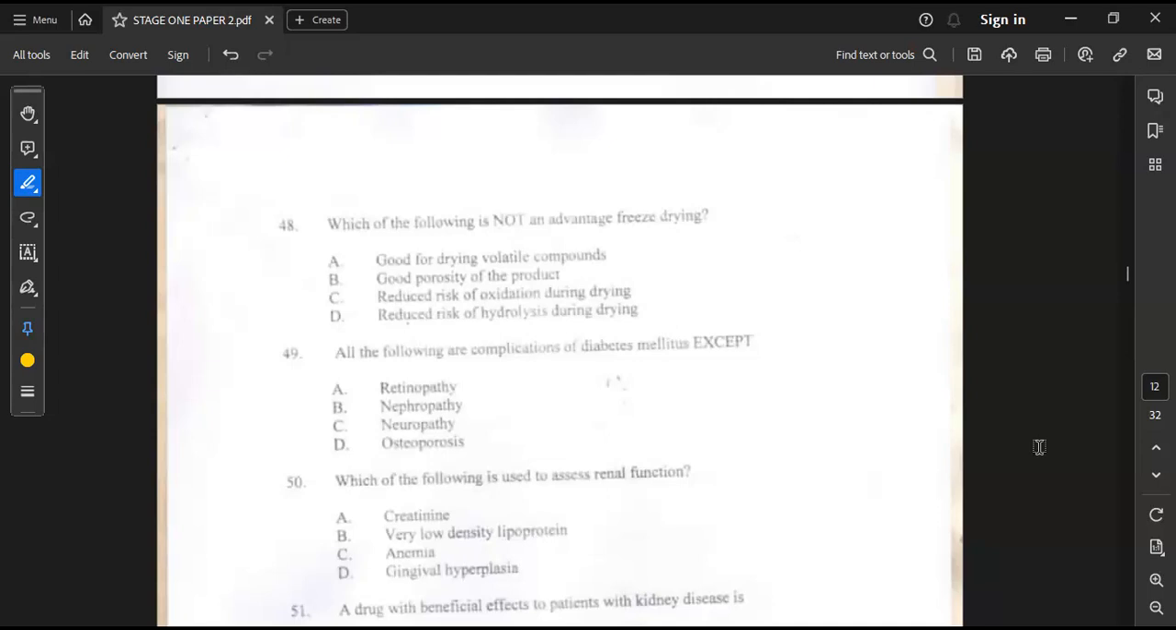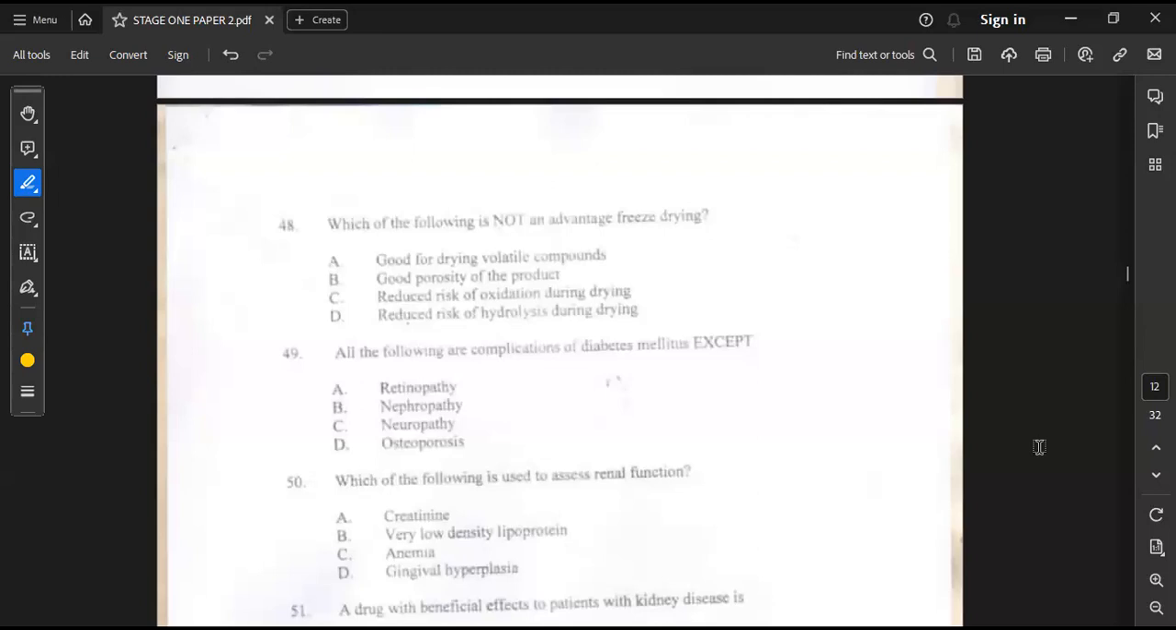A is an advantage because freeze drying can be used as an alternative method for analysis of volatile organic compounds. And B is an advantage too: reduced risk of oxidation during drying. Does it reduce oxidation? And then D, reduced risk of hydrolysis during drying. So I think it's between A and D.